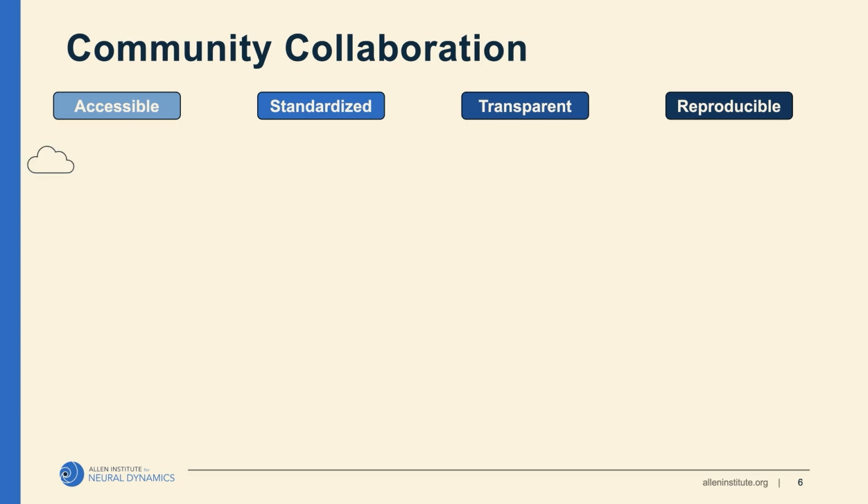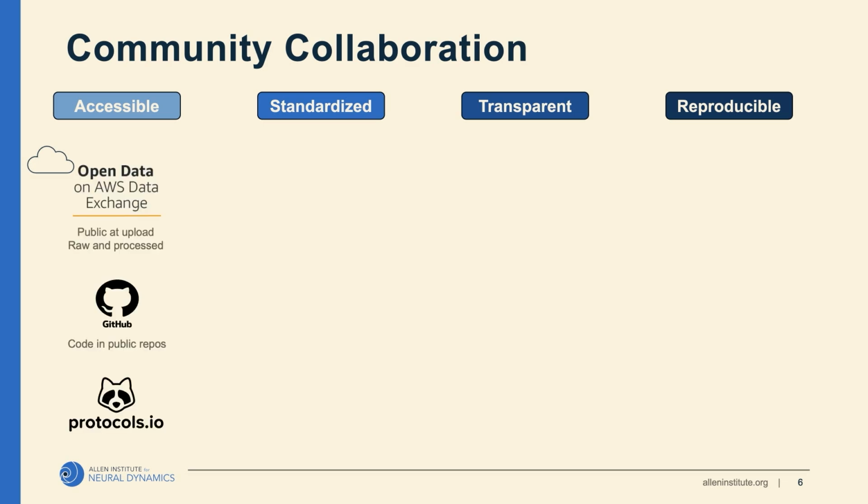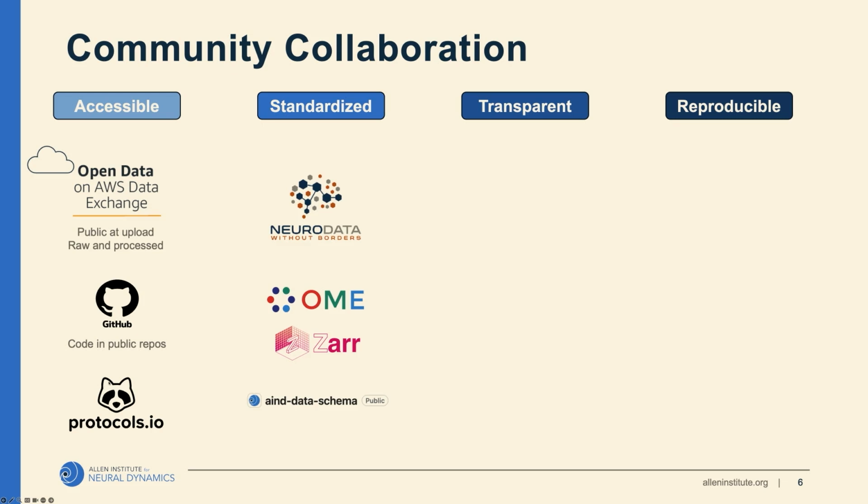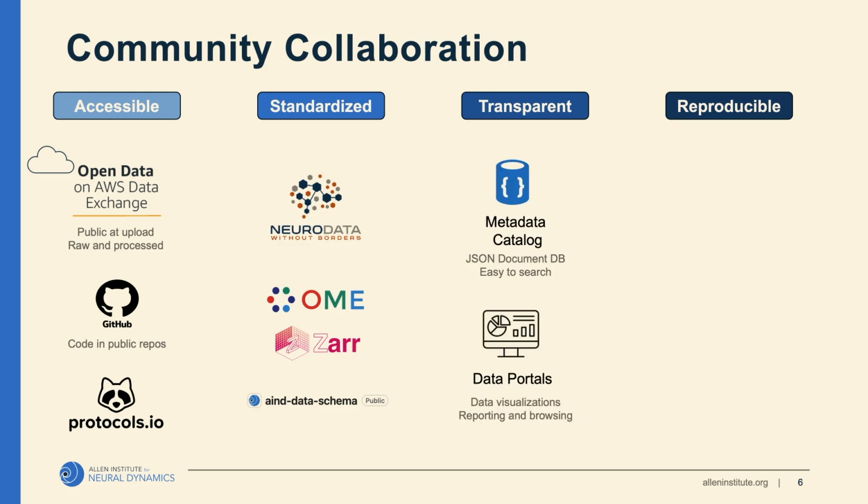So the way that we've built this, I've already mentioned, we're putting our data and our work in the cloud. Our data goes in a bucket on AWS. Our code is all going into GitHub in public repositories. And then we've got an organization or a page on protocols.io where we document our methods. We lean into the community data standards, so NWB for our physiology data and OME for the light sheet imaging data. Our data is transparent, and I'm going to dig into this a little bit more in a moment, but we're establishing a metadata catalog that documents the data as we collect it, as well as tools and portals for visualizing and exploring the data.